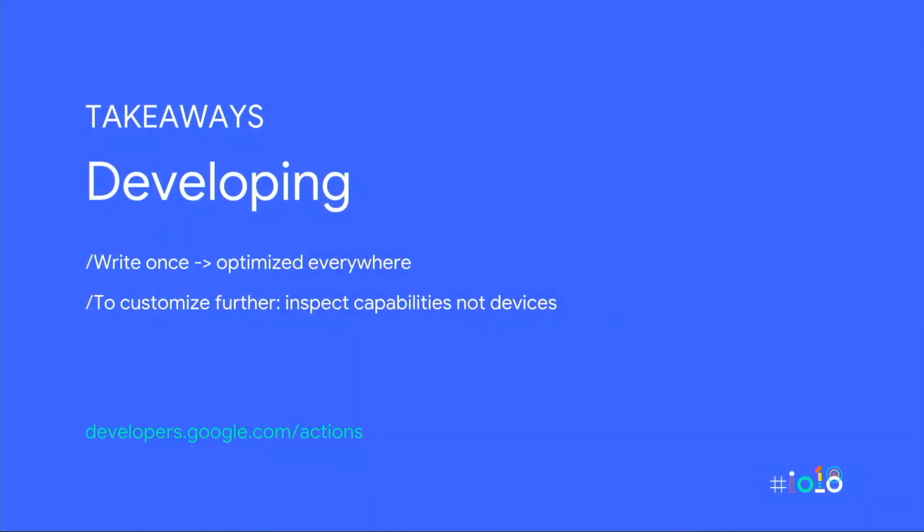So to sum up, we've built a lot of features in the API for you to add visuals to your responses. So please use them. And we make it such that we take your responses and optimize them as best as possible to all these surfaces, and surfaces in the future, without extra work from you. And if you want to customize your responses, always think of capabilities and not individual device types. This way, we can run your action on new devices without any extra work from you.